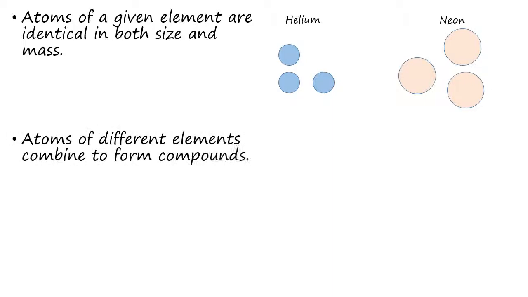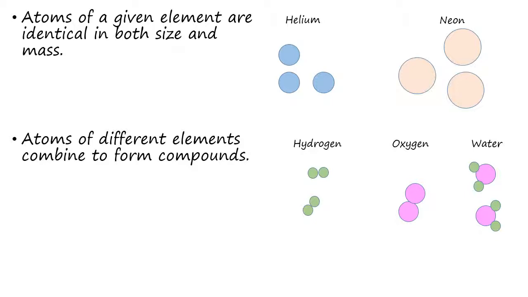Also, that atoms of different elements can combine to form compounds. So an example would be if we considered hydrogen and oxygen combining to form the compound water. So the element hydrogen is composed of small atoms that are identical in size and in mass. And oxygen is a different element, so its atoms have a different size and hence a different mass. And these atoms will combine to form water, which is one oxygen for every two atoms of hydrogen.